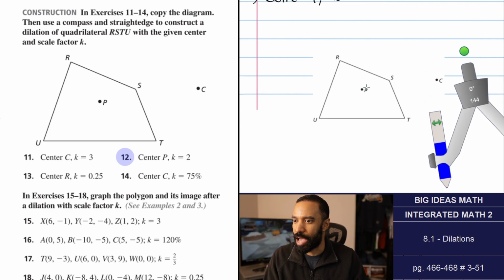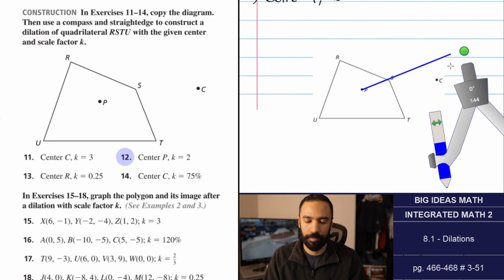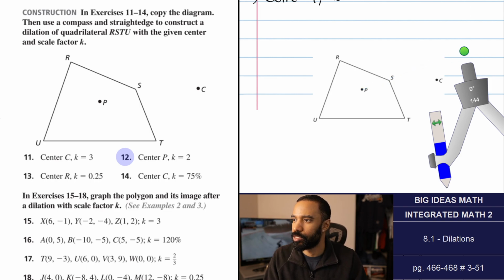Let's do straight lines outward from P. From P, oh, smaller lines, of course. All right, from P through S.